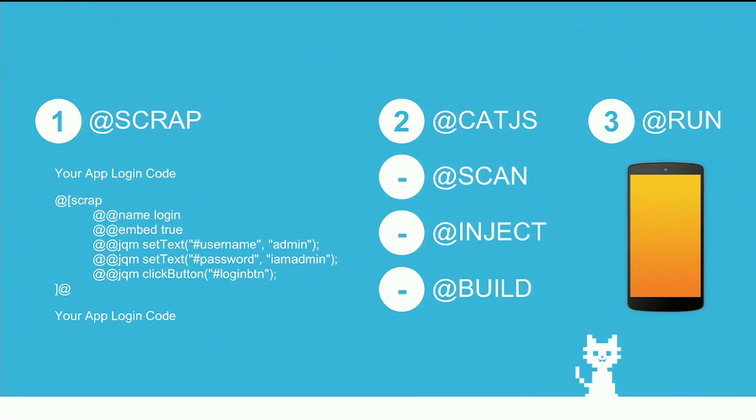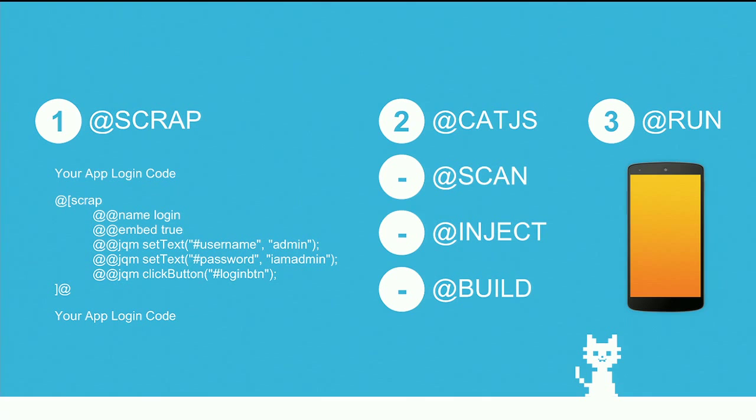Once you write your test or your script, you then run CATJS. CATJS is based on Node.js. Basically, what it does is scan your project, identify the different scripts, inject the testing code into your application, rebuild the application as a test deployment, push it to the device, and then execute it, and of course, report back to our central repository of results, if it's Jenkins or other CIs.